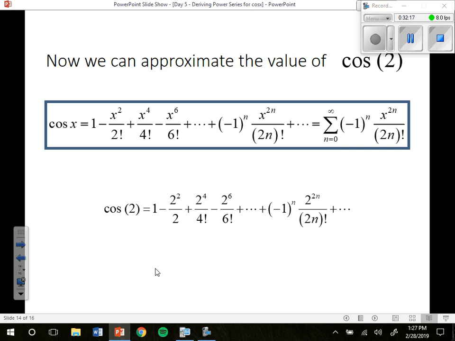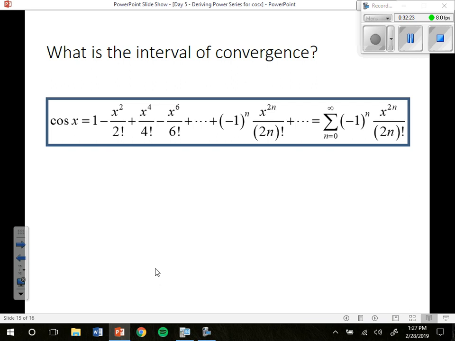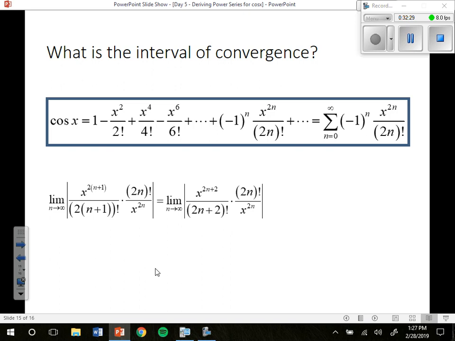So how do we figure out when it converges? For the cosine of x series, you can do the ratio test. I'll do it. I do the ratio test on that general term. So I look at the limit as n goes to infinity, taking the alternator off, of x to the 2n plus 2 over 2n plus 2 factorial times 2n factorial over x to the 2n. I can simplify. How many x squareds am I left with?